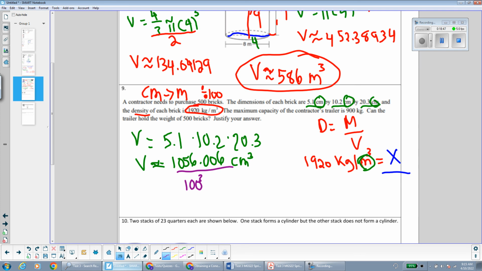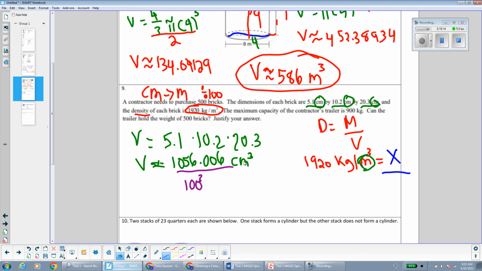In order to avoid that, if you saw at the beginning when you were reading the question that you were going to have to convert from centimeters to meters, you could have just taken each of your dimensions of the brick and divided them by 100 to begin with and avoid having to do this after you get your volume. So once again, you could have just taken each of the dimensions divided by 100 before multiplying them together, and then your volume would already be in meters cubed, and you would avoid having to do this.